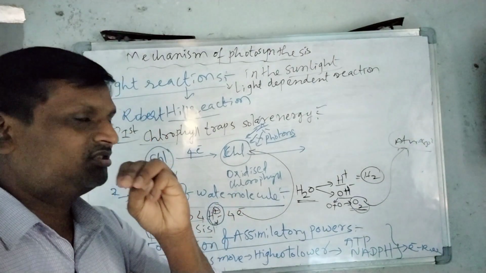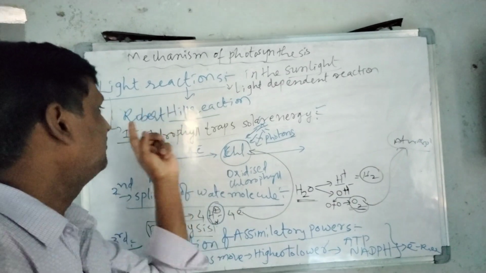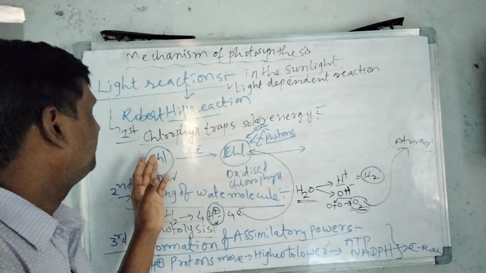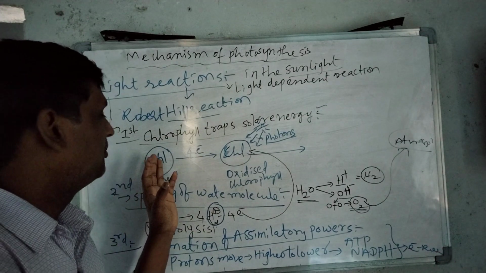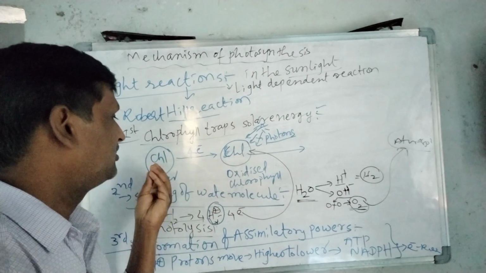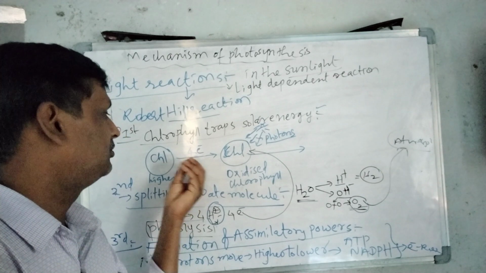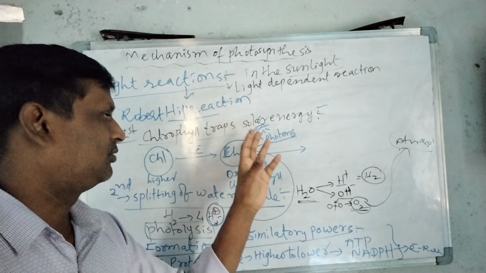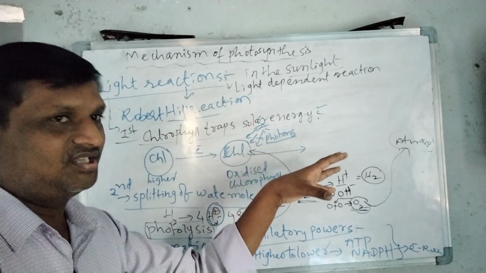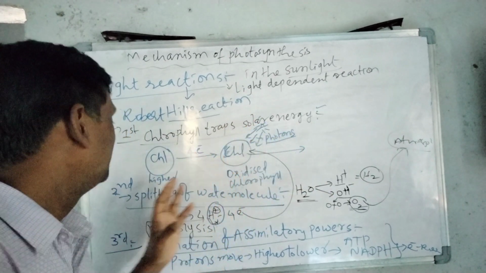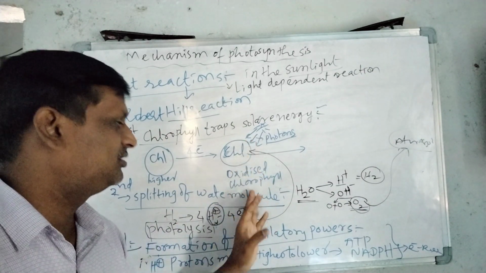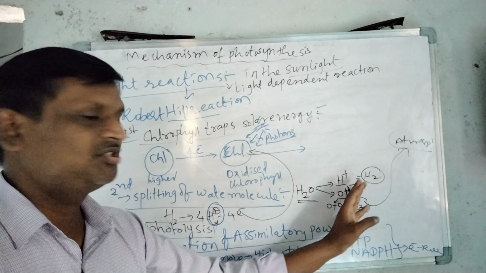So three stages are there in the light reaction. One is chlorophyll traps the solar energy. Simple, chlorophyll is higher energy, but when it lost some electrons there is some gap formed. Due to the formation of some gap, that solar energy enters. Then chlorophyll is activated and oxidized because of loss of some electrons. Next, splitting of water molecule. When water molecule is split by the oxidized chlorophyll, H+ and OH- are produced.